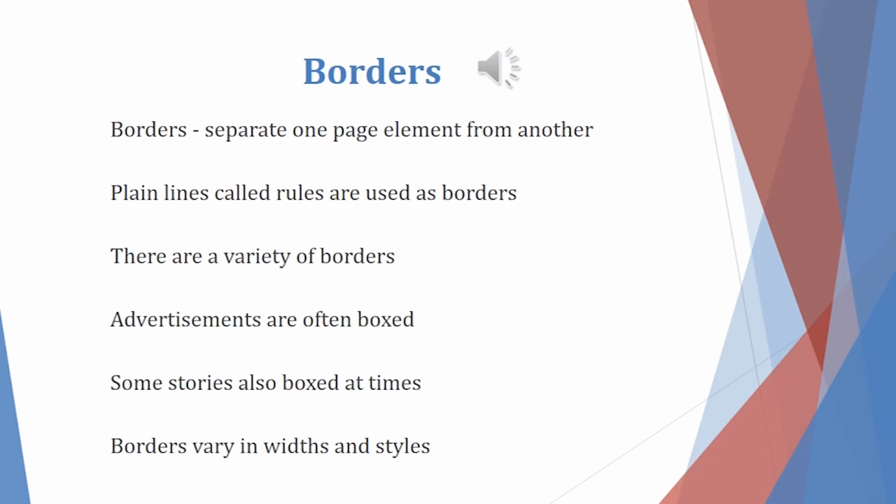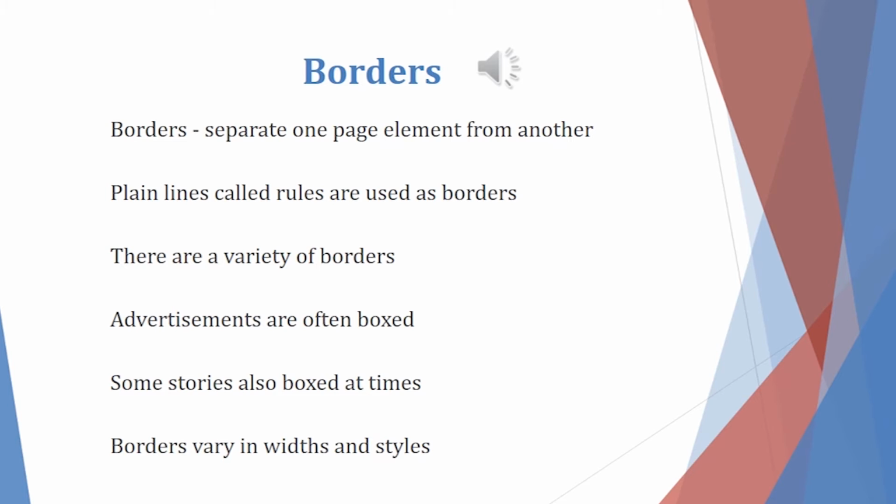Publications use a variety of borders to separate one page element from another. Most advertisements are boxed, and some of them with ornamental borders. We also notice that some stories are boxed. They are usually with simple plain lines called rules.